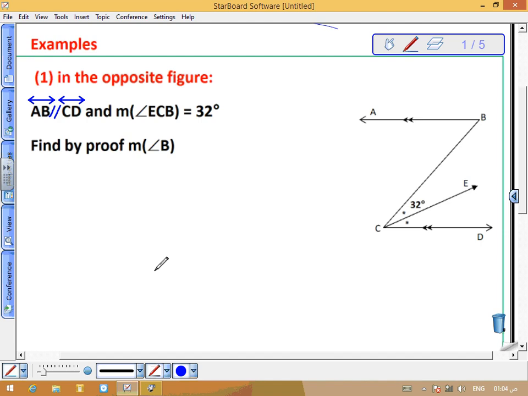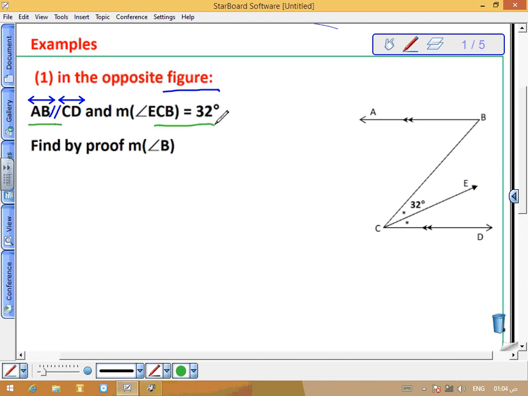And now let's take an example to explain what the meaning of deductive proof is and how to use it to solve problems. For example, in the opposite figure, if the straight line AB is parallel to straight line CD and measure of angle ACB equals 32 degrees, find by proof measure of angle B.